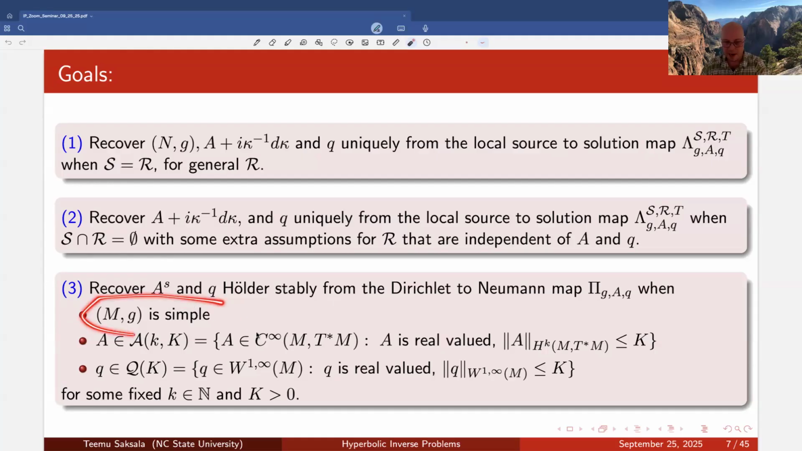The first assumption is that my manifold is simple. For the purposes of this talk, we can think of simple as something similar to a convex smooth bounded domain in R^n. And then I need to make some a priori assumptions: I need to assume that my A and Q are uniformly bounded in high enough Sobolev spaces. So under these three assumptions, where one is geometric and the others are like saying that I'm looking at stuff in some ball, I can recover things even stably.